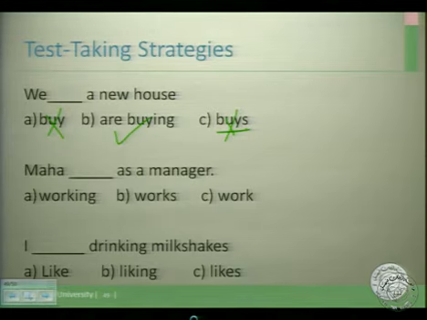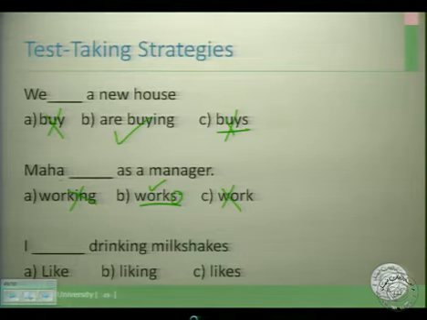Maha as a manager. Well, this is something like a fact. So it is not ing. It is works. Why? Because we have s. Because Maha is one person. So this is the correct answer.